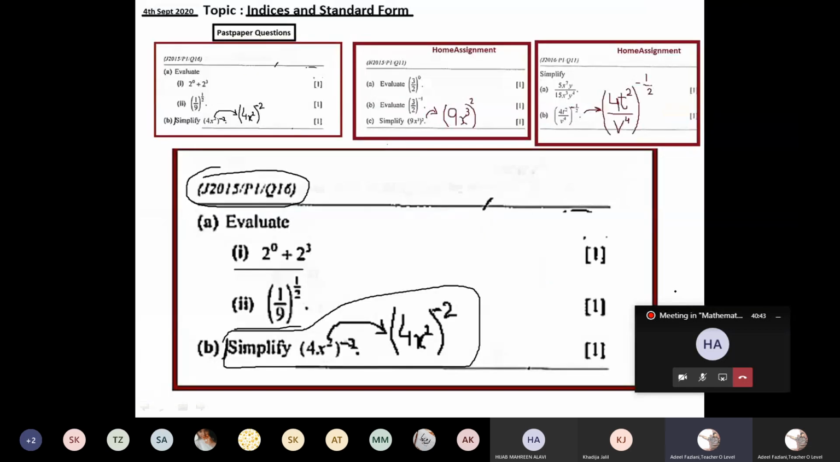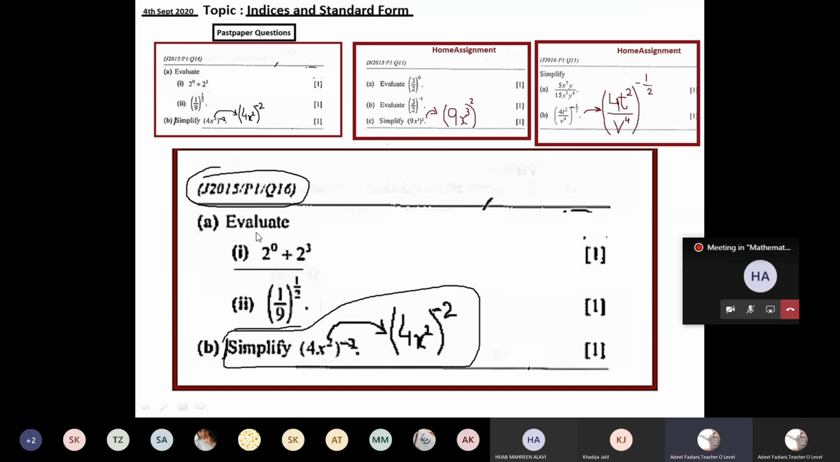Okay? This one. All right. Now, you see, it's 2 power 0. What is the answer of 2 power 0? 1. And what is the answer of 2 power cube? 8. And your final answer is simply? 9. How many have done correct? Sir, me. Okay. What is the answer of Roman number 2?